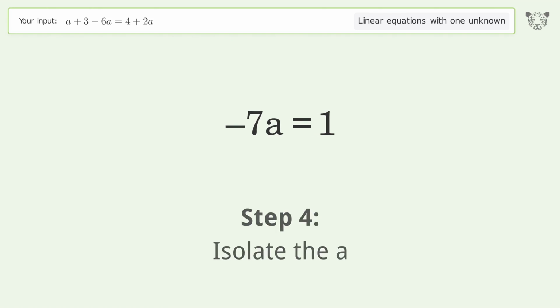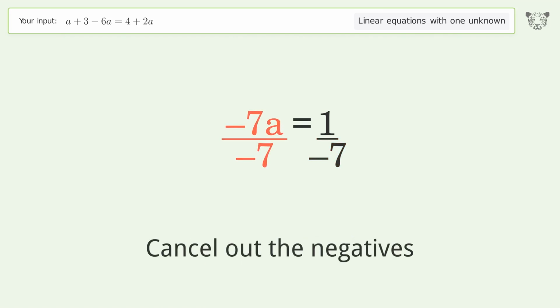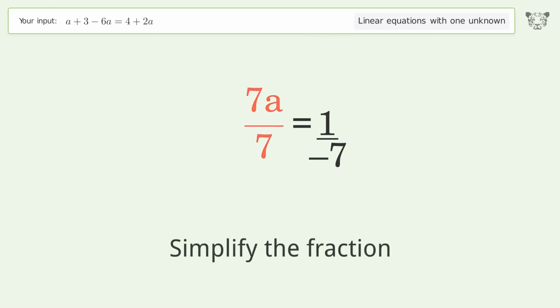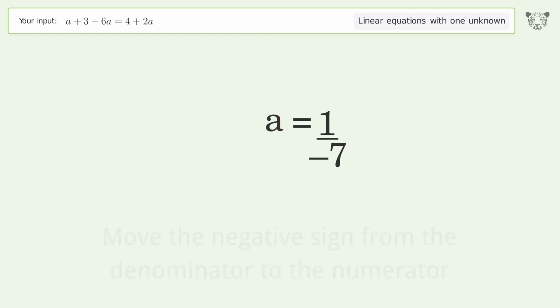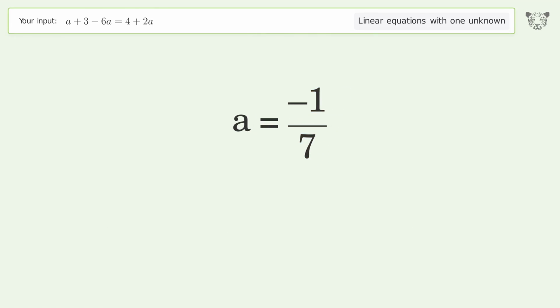Isolate the a. Divide both sides by -7. Cancel out the negatives. Simplify the fraction. Move the negative sign from the denominator to the numerator. And so the final result is a equals -1/7.